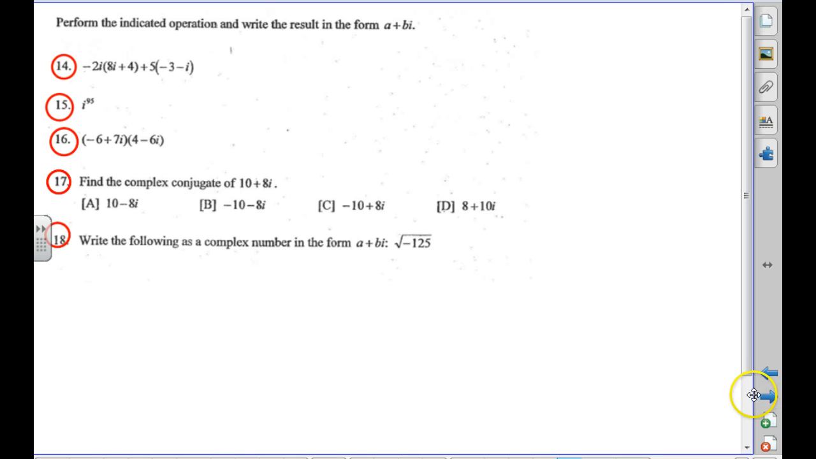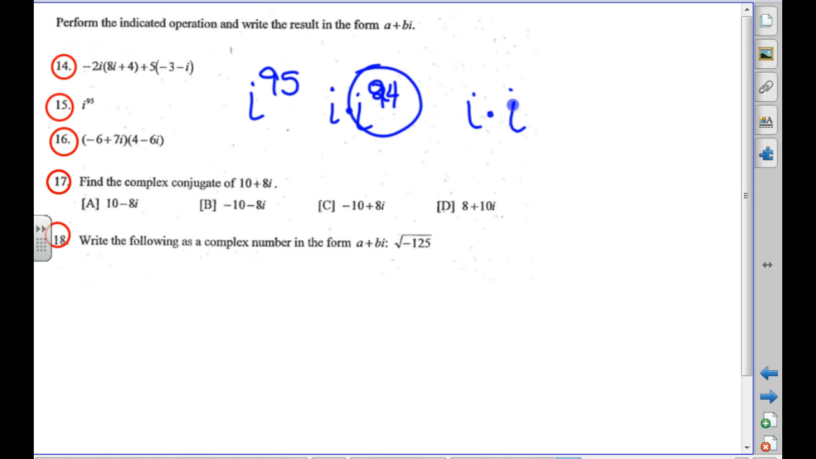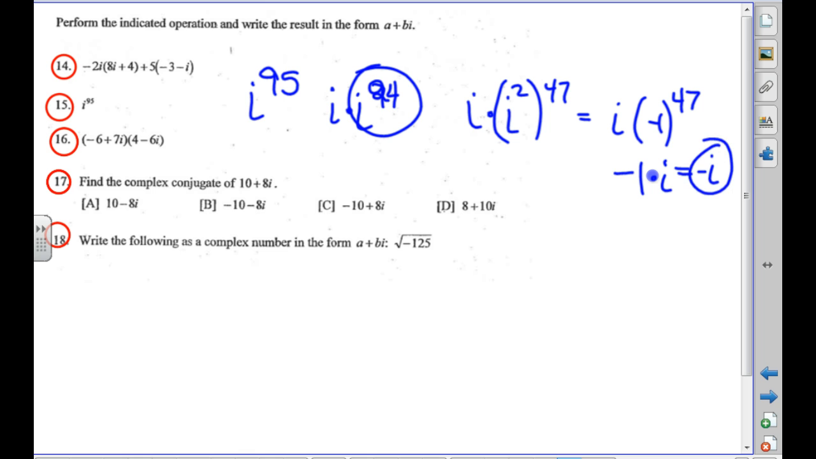Number 15. So it's i squared to the 47th times i, right? Whenever it's odd, I would take out one i, and that would leave 94, because I want an even exponent that divides by 2. So i squared to the 47th is negative 1 to the 47th, so you have a negative 1 and an i, which is negative i.